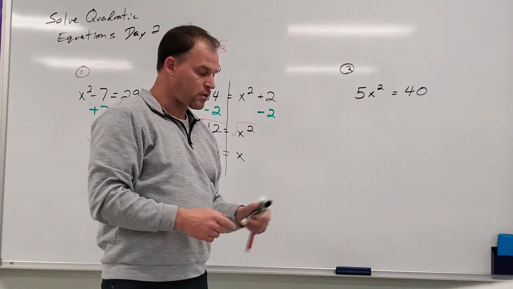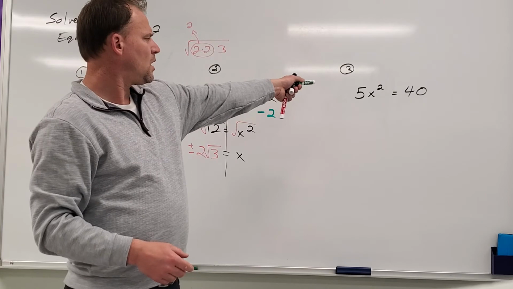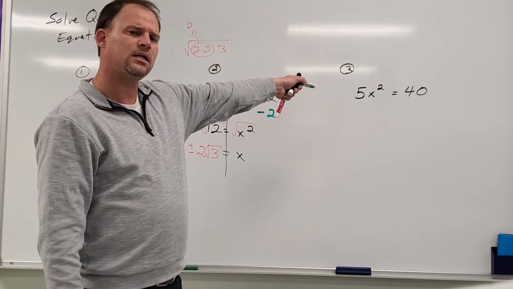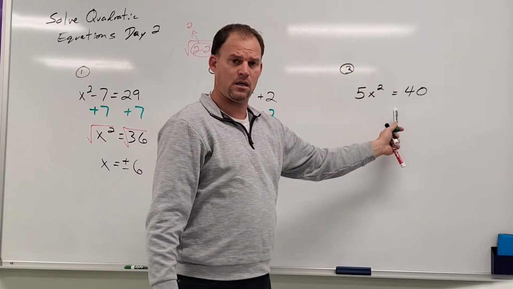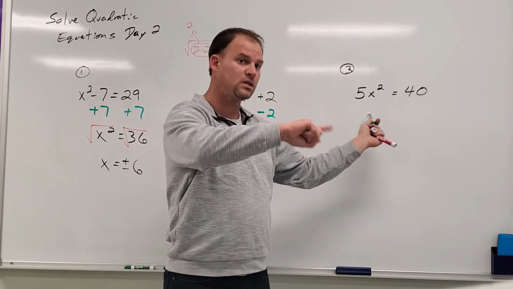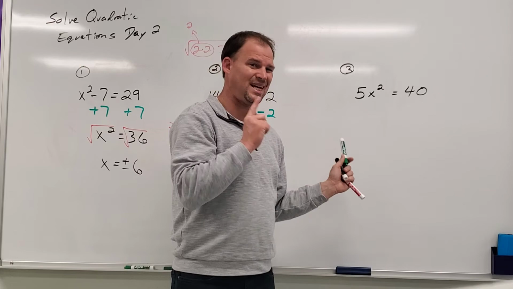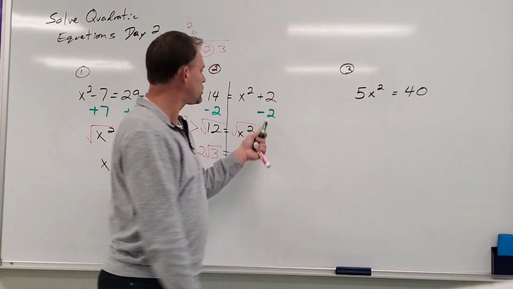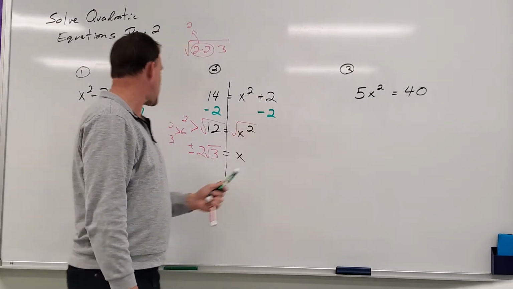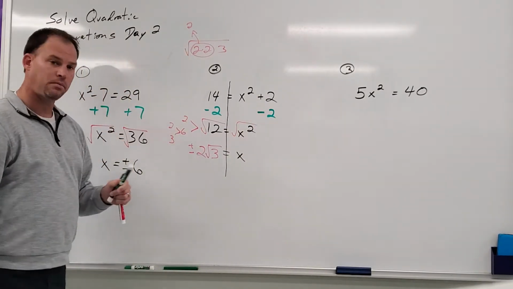And finally, number 3. What am I going to do to isolate the x squared there? What does a number right in front of a letter mean? Means multiplication. What's the opposite of multiplication? Division. Remember, we're doing opposites. So this is plus 2, so we subtract. This is minus 7, so we do plus.